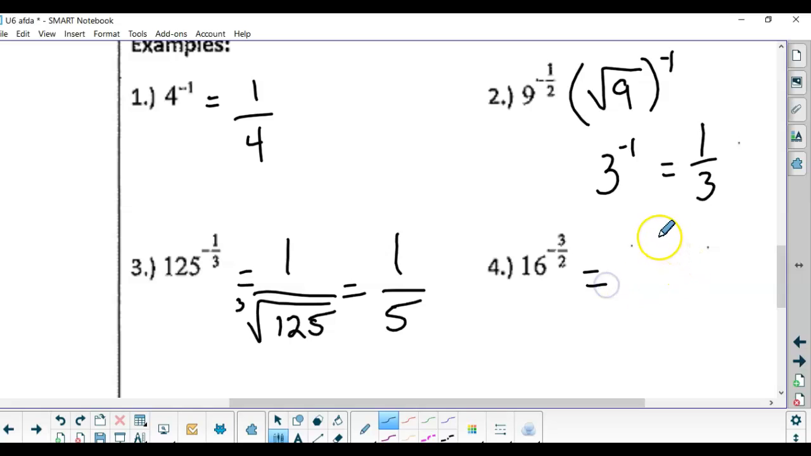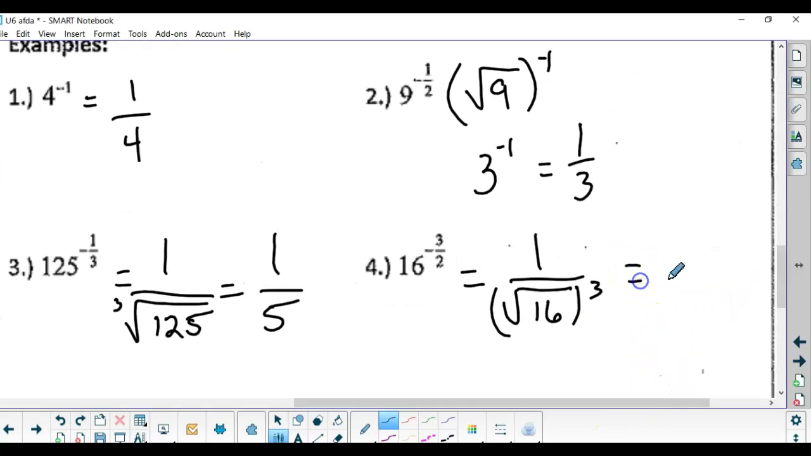And number 16, it's 1 over square root of 16 to the third power. Square root of 16 is 4. 4 to the third power is 64. So that's 1 over 64. There you go, guys. On the next page, you'll have several to practice on.